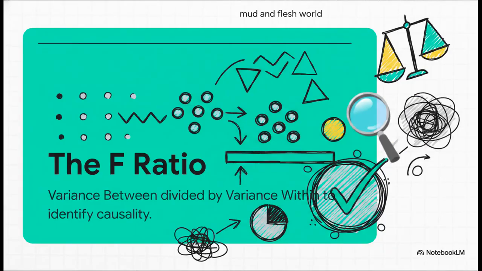And that brings us to a radical redefinition of causality itself, the F ratio. It is incredibly simple, actually. It's just the variance between our groups, the actual effect of our treatment, divided by the variance within our groups, which is the natural, messy baseline of the mud and flesh world. If the variance between is significantly larger than the variance within, boom, we have successfully isolated a true effect from the chaotic background noise. Causality isn't a verbal argument anymore. It is a strict mathematical ratio.